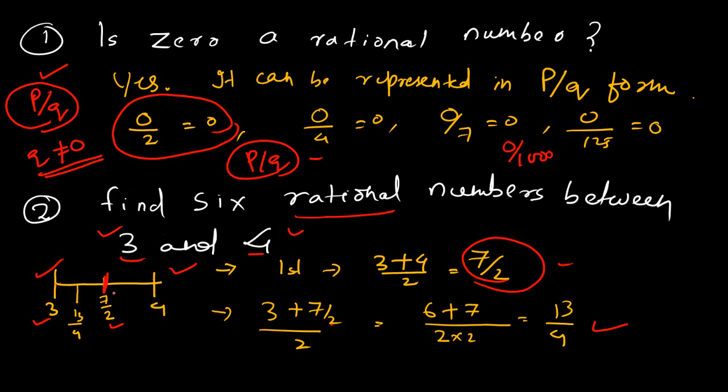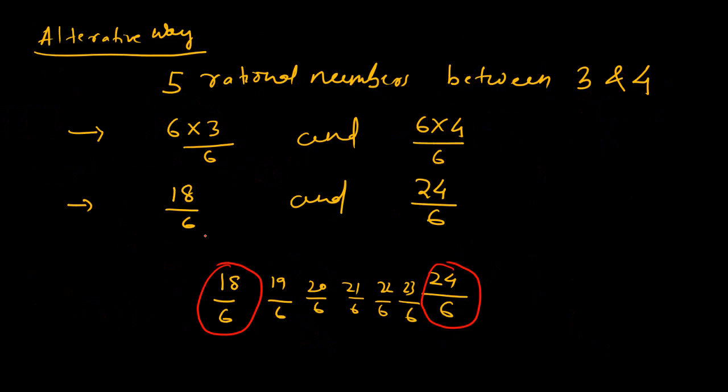Similarly, you can take 7 by 2 and 4 and take their average, and you'll find a rational number between them. Then you can keep on doing it, and you'll be able to find any number of rational numbers between these two rational numbers, 3 and 4. So this is one way of doing it.